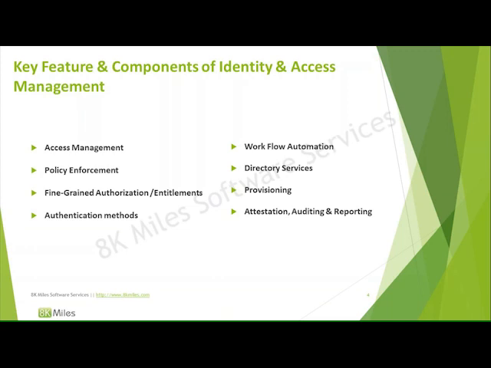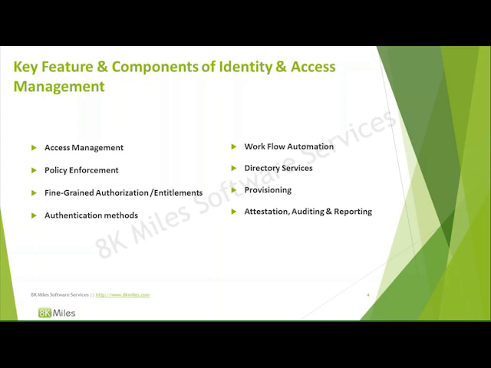Okay, before that, I'll briefly go through a slide which talks about some of the key functional components of the identity and access management area. Before we go into IAG, this is the last slide where we talk about access management, policy management, authorization, entitlements, and authentication. These four functional components form part of the access management piece. Workflow automation, directory services, and provisioning form part of the identity management branch, and attestation, auditing, and reporting form part of the compliance management part. So these are the functional aspects. Just to throw some light on each of these.